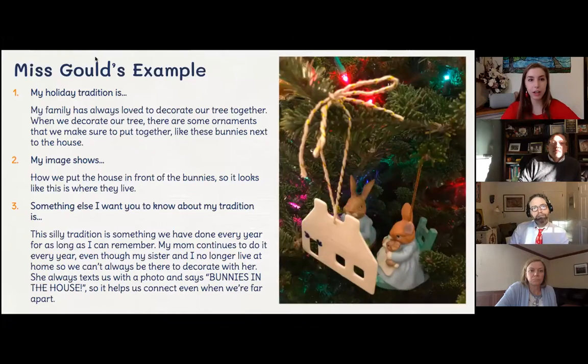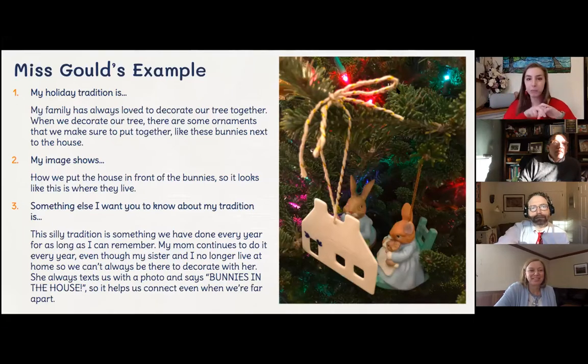So here is my example. And my holiday tradition, so you can see I chose to show a photo. My holiday tradition is that we always love to decorate the tree together. And when we decorate the tree, we take some of the ornaments and make sure we put them together, like the two bunnies that you can see next to the house.